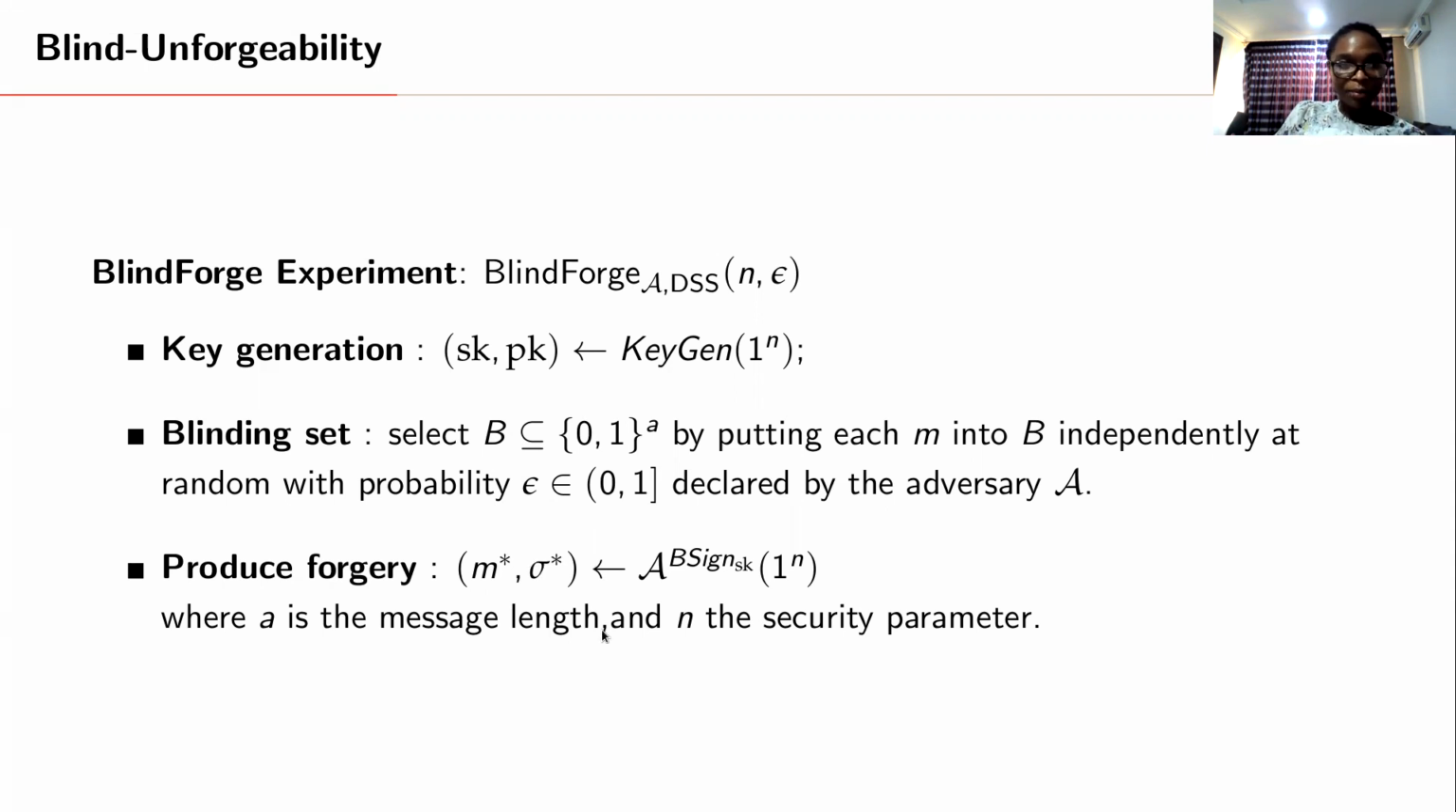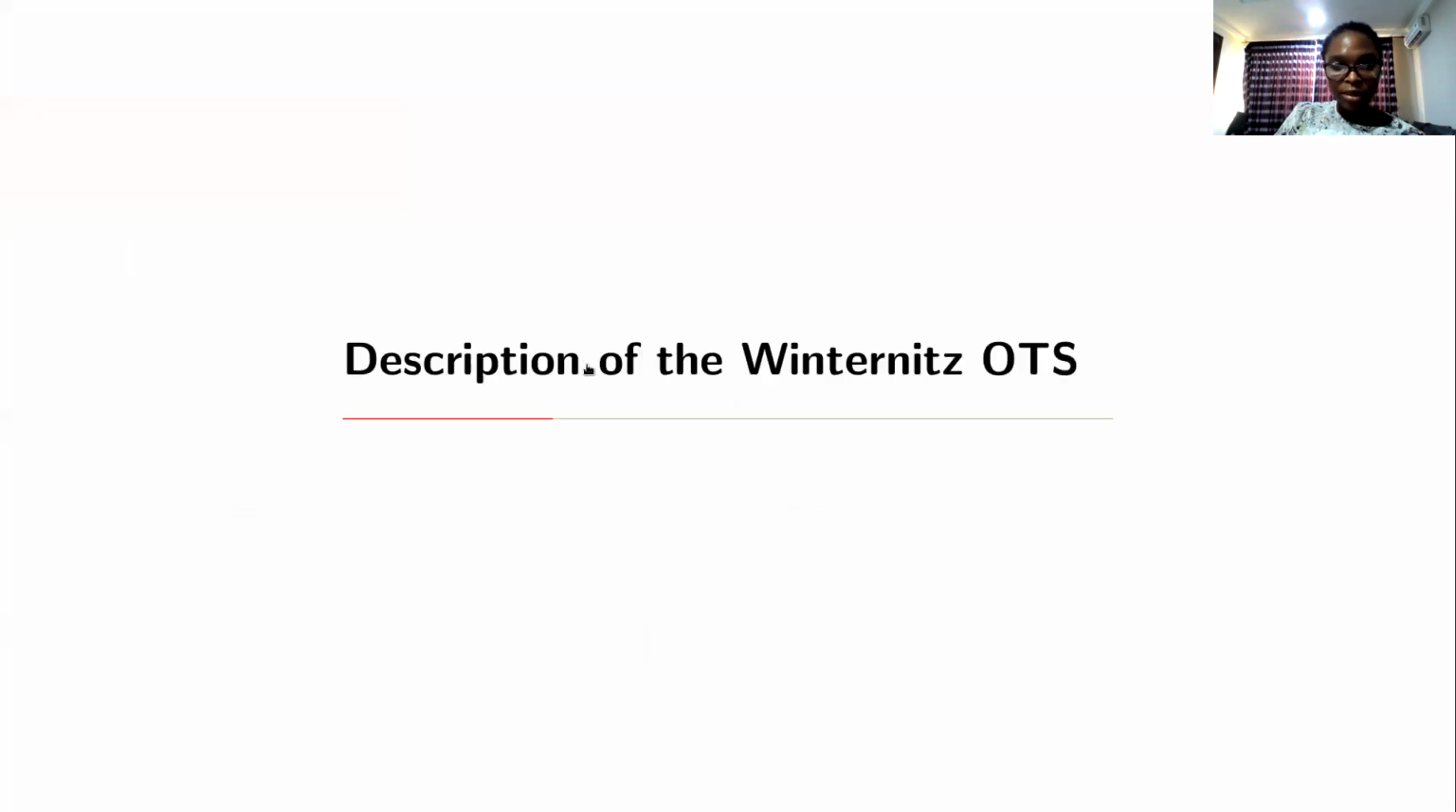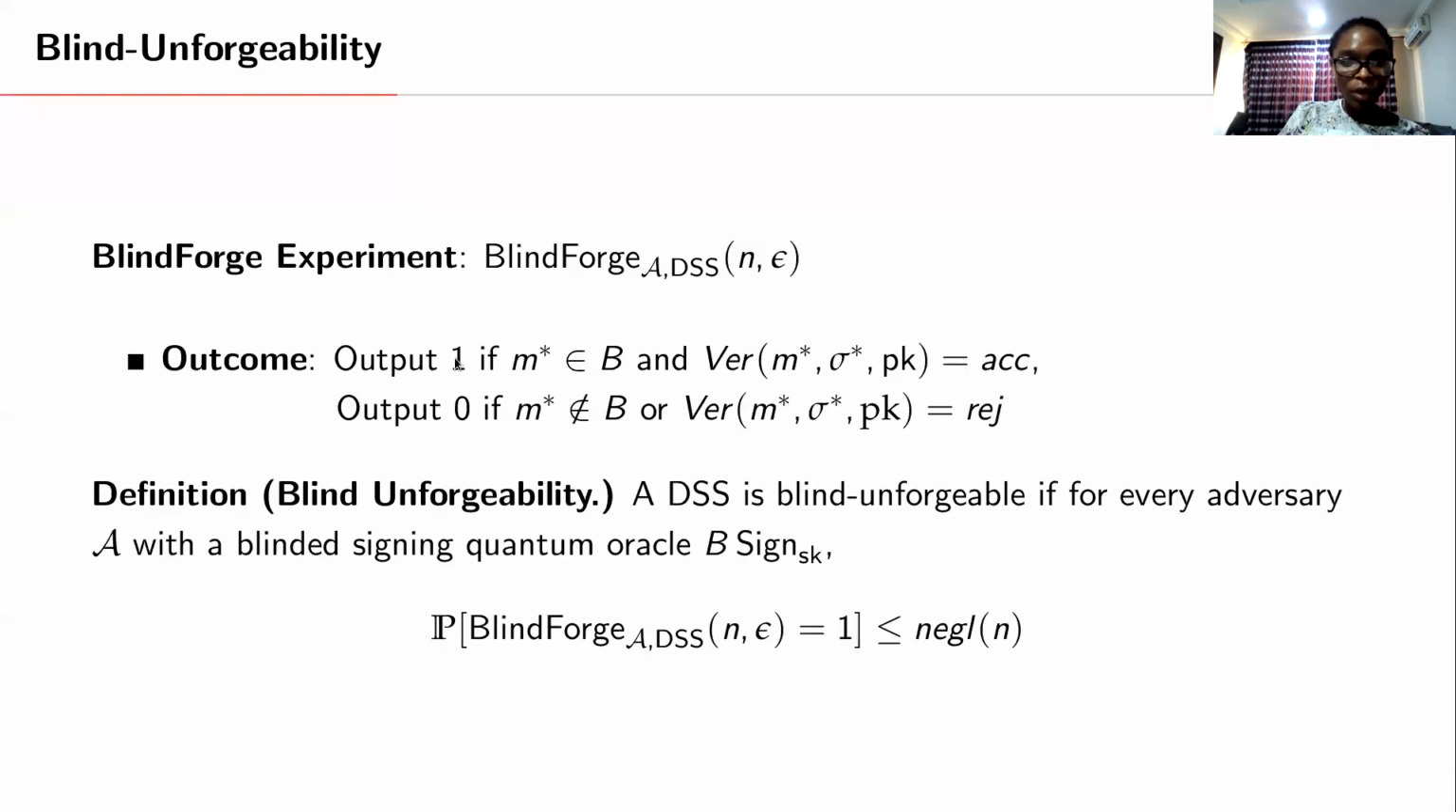The final step of the blind forge experiment is to verify the forgery. The challenger will output 1 if the message belongs to the blinding set and the signature for that message is valid. Otherwise, it outputs 0. So we say that a digital signature scheme is blind unforgeable if for every adversary with a blind signing oracle, the probability that the adversary wins the game is negligible in n.